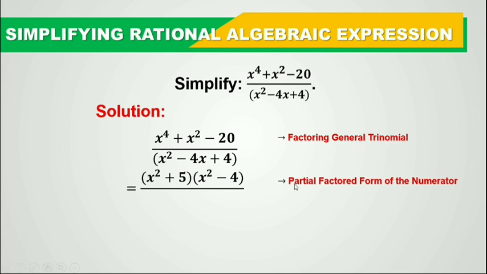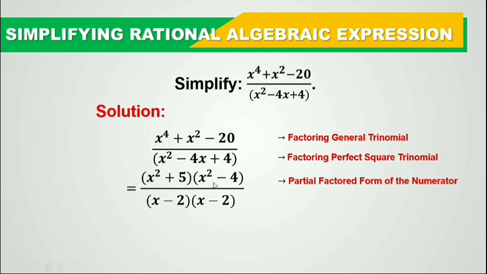And bakit partial ang nilagay ko dito? So malalaman natin yan as we go through with our solution. And then, how about the denominator? So is this factorable? Yes. So maaari pa natin siyang i-factor using the factoring perfect square trinomial technique. So the factored forms of the algebraic expression in the denominator are x minus 2 times x minus 2.